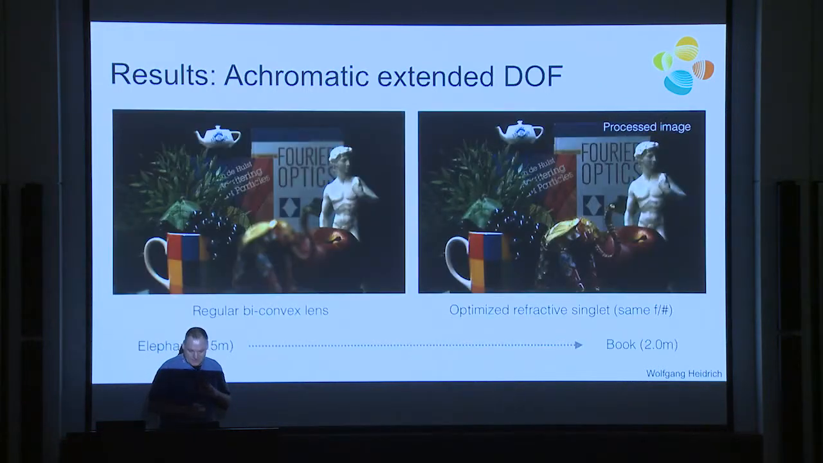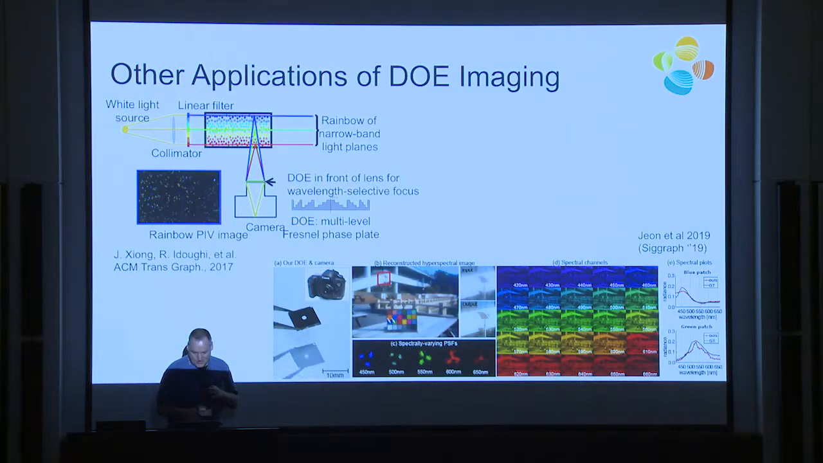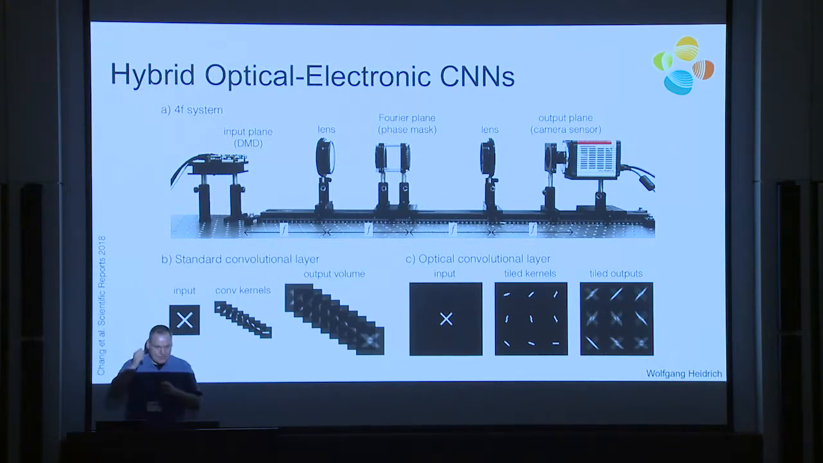Okay, I'm running out of time, so let me go to one thing I want to mention. All of these optical design things that I talked about are also related to optical implementations of neural networks. Once you have these fully differentiable image formation models, you can optimize the optics. Now you can decide whether certain convolutional layers in your network, for example, you want to implement optically or in software.